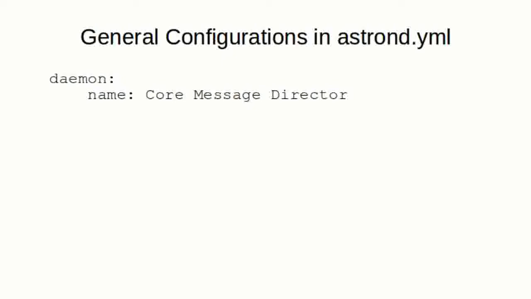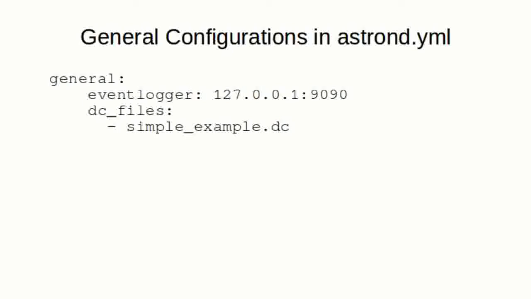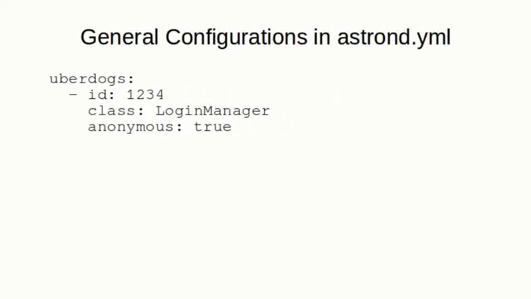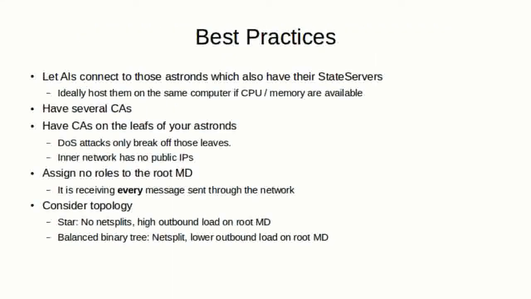First, there's the name of the daemon, which is currently unused but will eventually wind up in web frontends and the like. Second, where the event logger that this astrond should use can be found, and what DC file the network uses. Third, the IDs and classes of distributed object globals on this network, and whether anonymous clients may send messages to them. To wrap things up for today, let's talk about some best practices again.